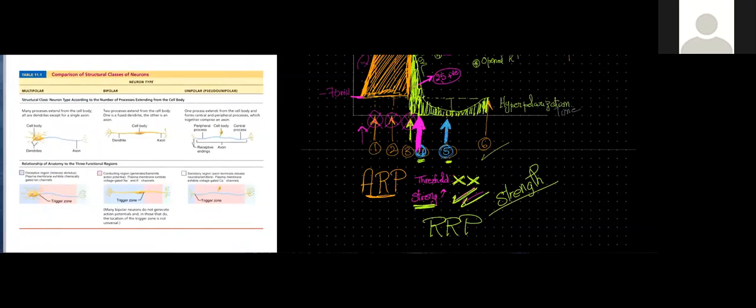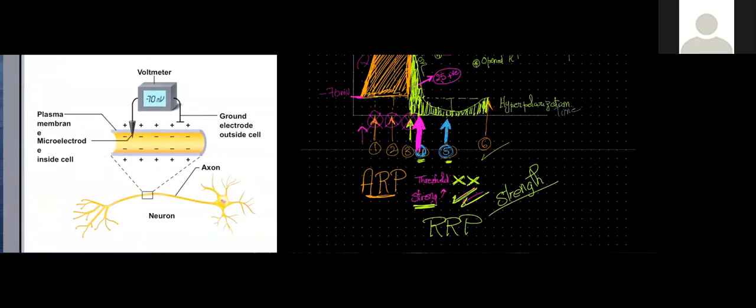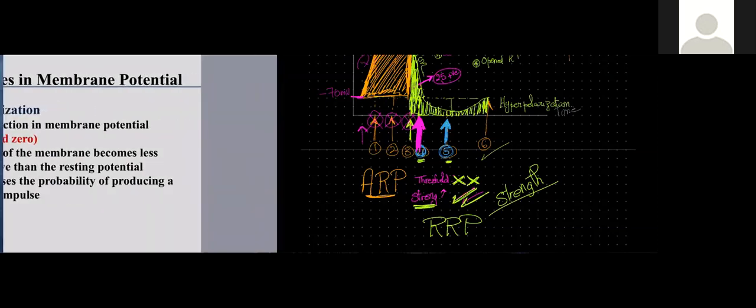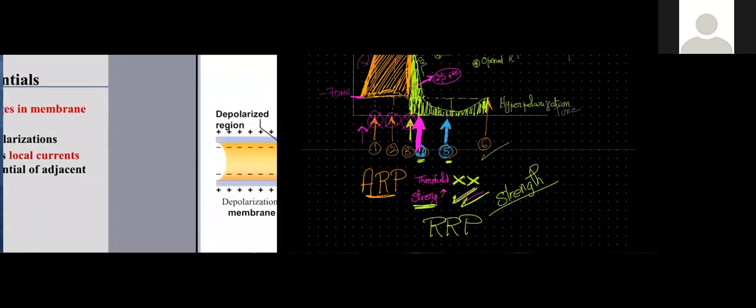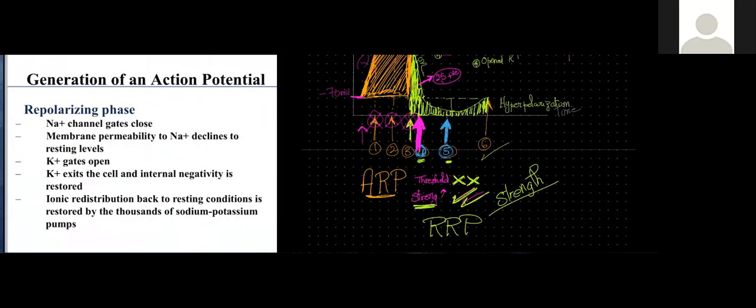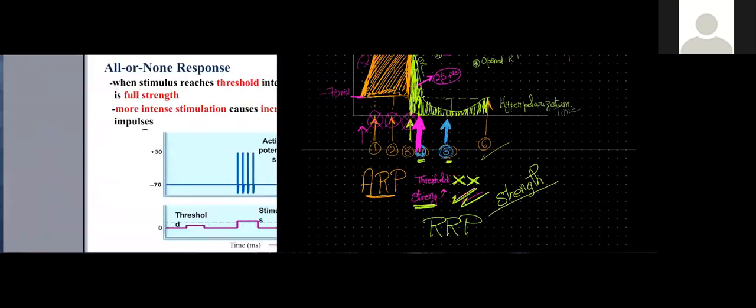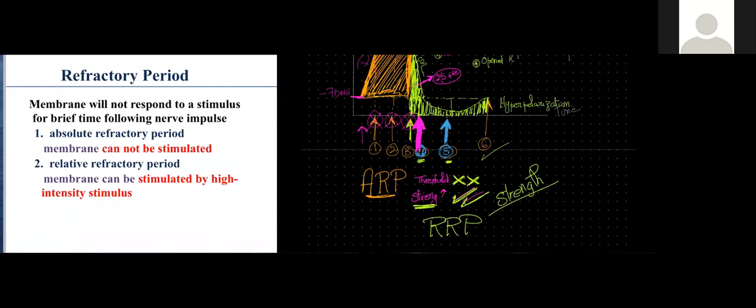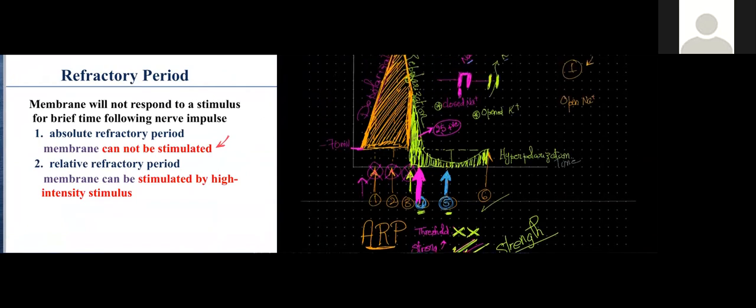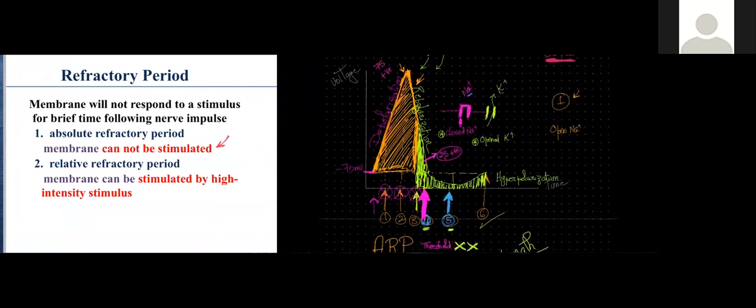Again, what is the refractory period? This is the time in which you won't be responding. We have two types of refractory periods. We've got the absolute refractory period. This is the time during which you won't be able to respond to any kind of stimulation. The cell in this condition cannot be stimulated.